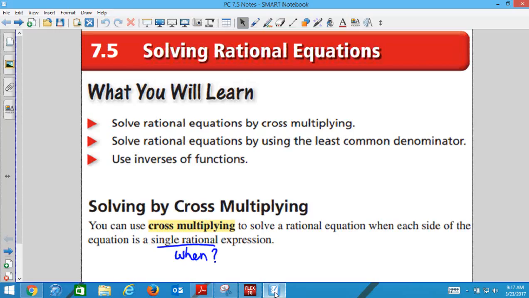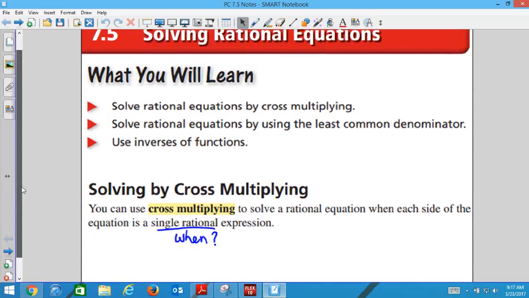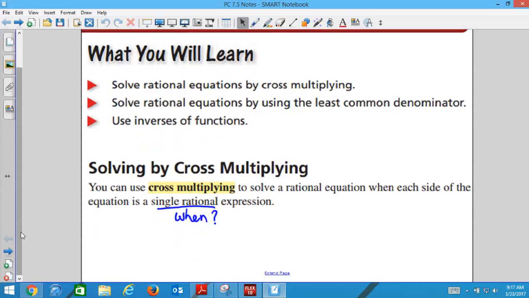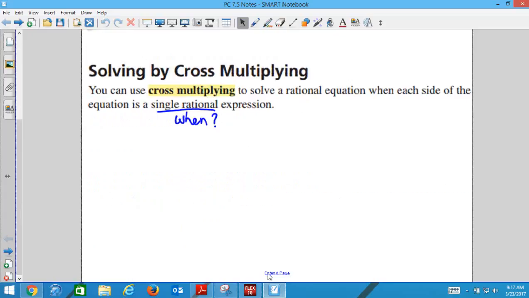So we're going to start solving equations. We're going to solve for x when these rational expressions are in an equation. The very first example that we're going to do involves cross multiplying. You can use cross multiplying to solve a rational equation when each side of the equation is a single rational expression. What does that mean?